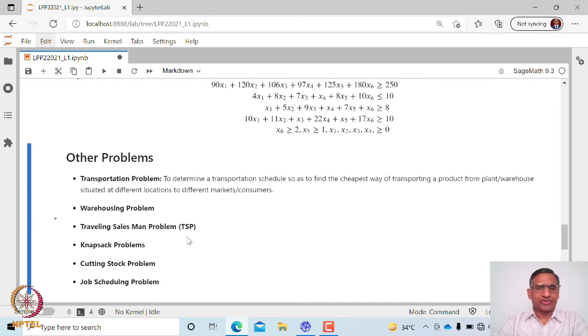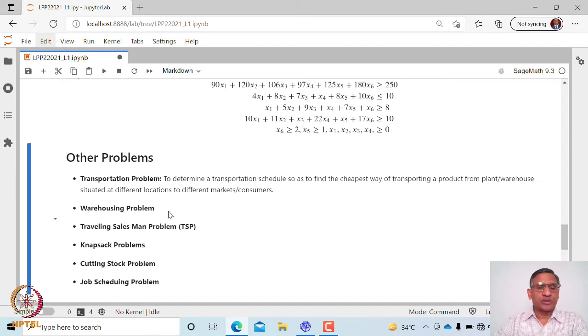I'll just give some of them, and I would leave it for you to explore how we can formulate these problems. So for example, the first is the transportation problem, where you need to determine a transportation schedule so that we can find the cheapest way of transporting a product from warehouses situated at different locations to different consumers. That is what is called the transportation problem, and this problem is quite important these days.